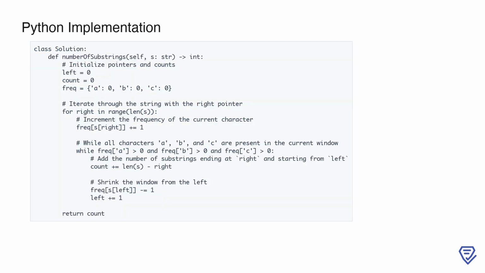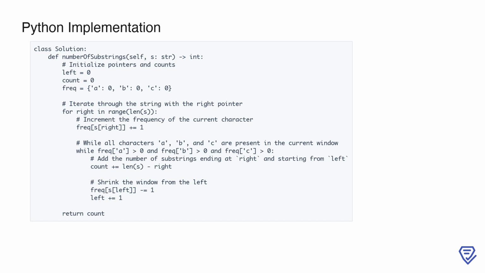This implementation uses the sliding window technique to efficiently count substrings containing at least one occurrence of each character A, B, and C. The algorithm initializes 2 pointers, left and right, which define the boundaries of the sliding window. A dictionary frequency is used to track the count of A, B, and C within the current window. The variable count keeps track of the total number of valid substrings. The right pointer iterates through the string. For each character at position right, its frequency in the frequency dictionary is incremented.